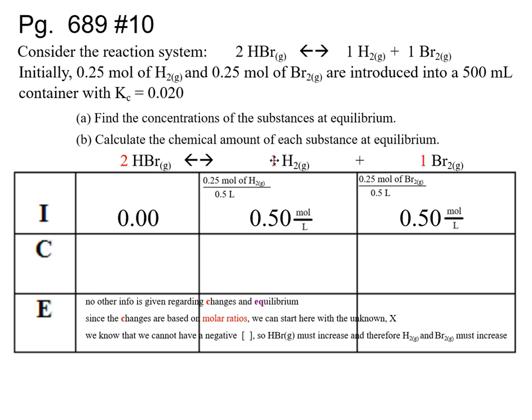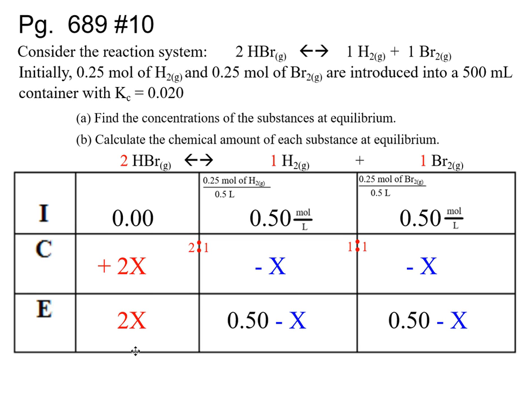Since now we have a 1 to 1 to 2, the increase and decrease, I'll make it easy for myself. And note that since I didn't know the decrease, I'll make that x. And I know I need to double that for my HBr, and it's a positive 2x because it needs to increase, and this must decrease as a result. Okay? And then we do normal calculations.